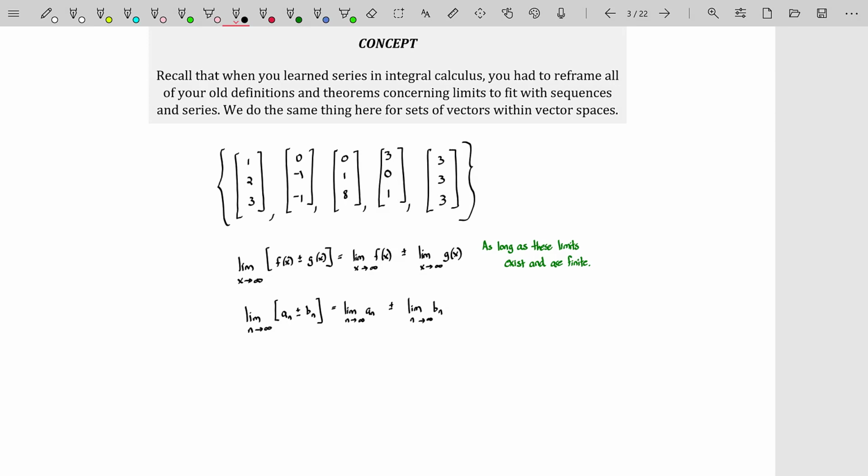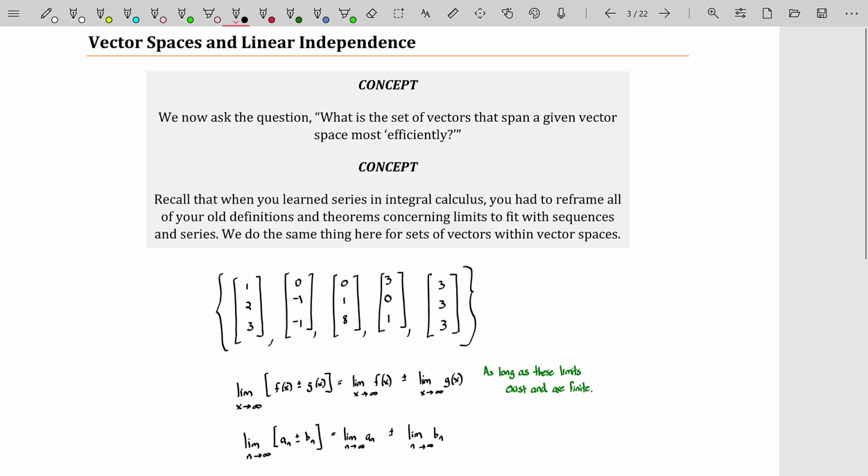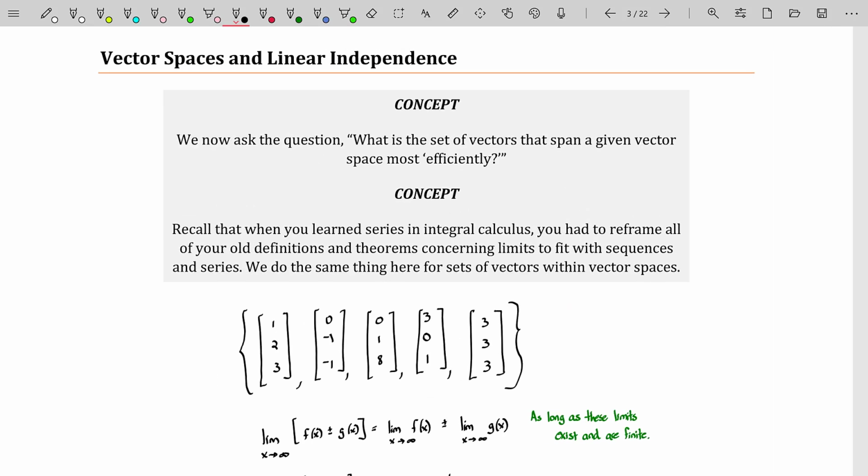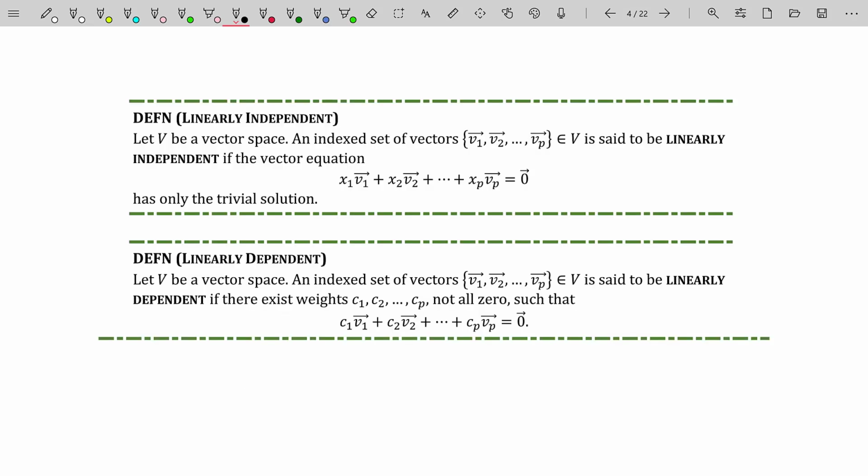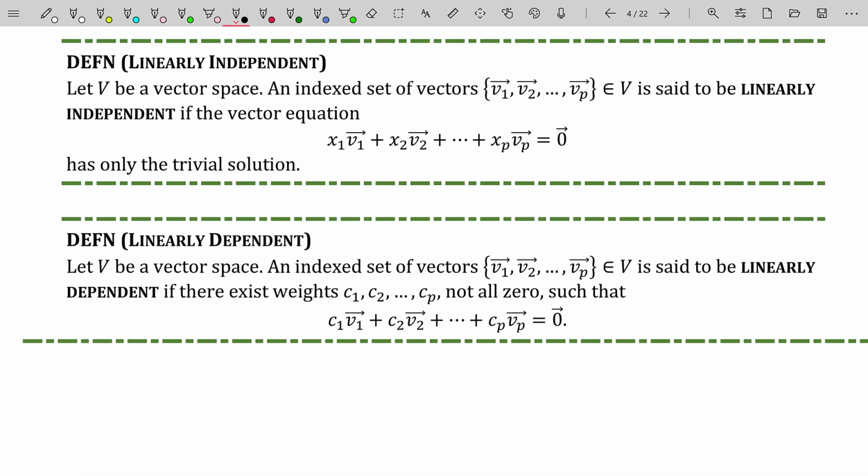We're going to talk about a lot of the old stuff that we've already built in this course, but this time in terms of vectors within vector spaces. So let's go ahead and see what I mean by that. And again, it should seem very familiar to you as we go through. For example, linear independence and linear dependence.